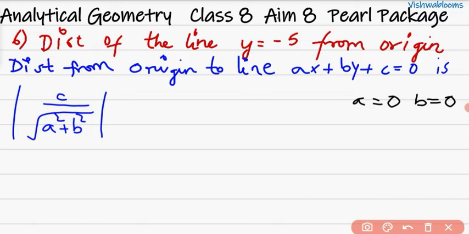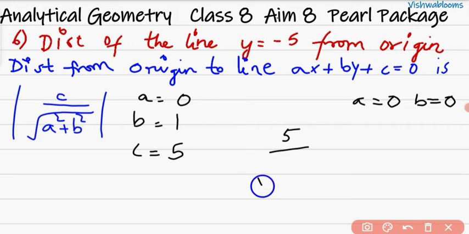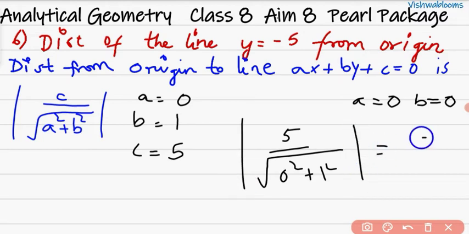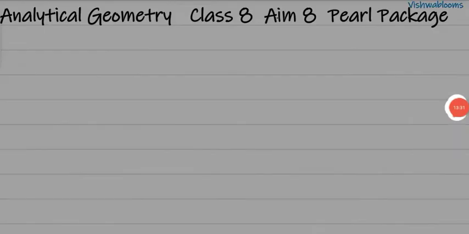Now first, what is the a value? It is nothing but 0. B value is 1. As I told, when no values are given, we are supposed to use 0 and 1. And what is the c value? It is 5, which is already given to us. Next, we just substitute that in the formula. 5 by root over 0 square plus 1 square, which is nothing but 5 by 1, that is 5. Next question we'll see.